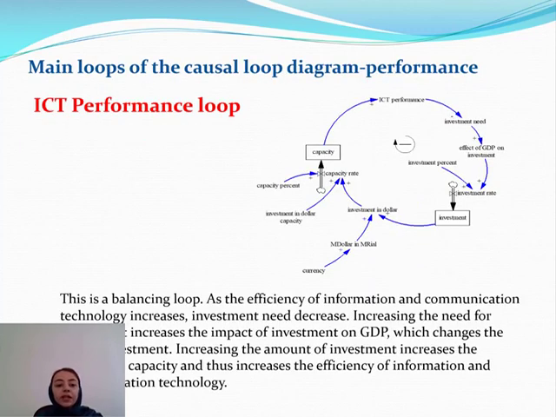The third loop that we have is the ICT performance loop. This is a balancing loop. As efficiency of information and communication technology increases, investment need decreases. So if investment need increases, the impact of investment on GDP would increase. We change the rate of investment. If investment increases, the bandwidth capacity would increase, and increasing the bandwidth capacity again causes an increase in ICT performance.